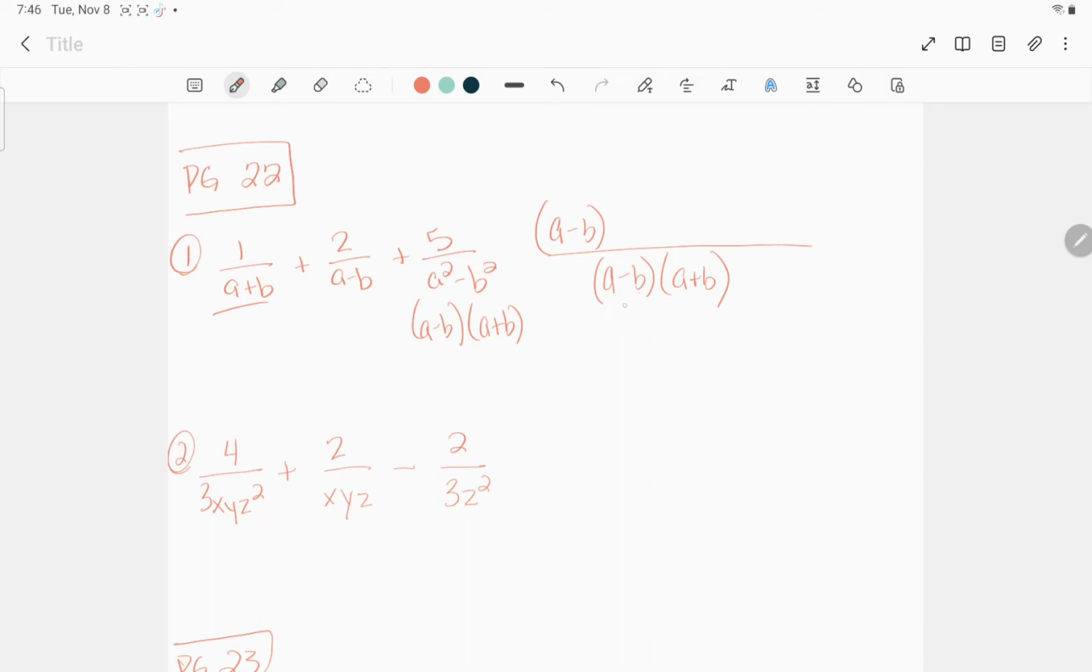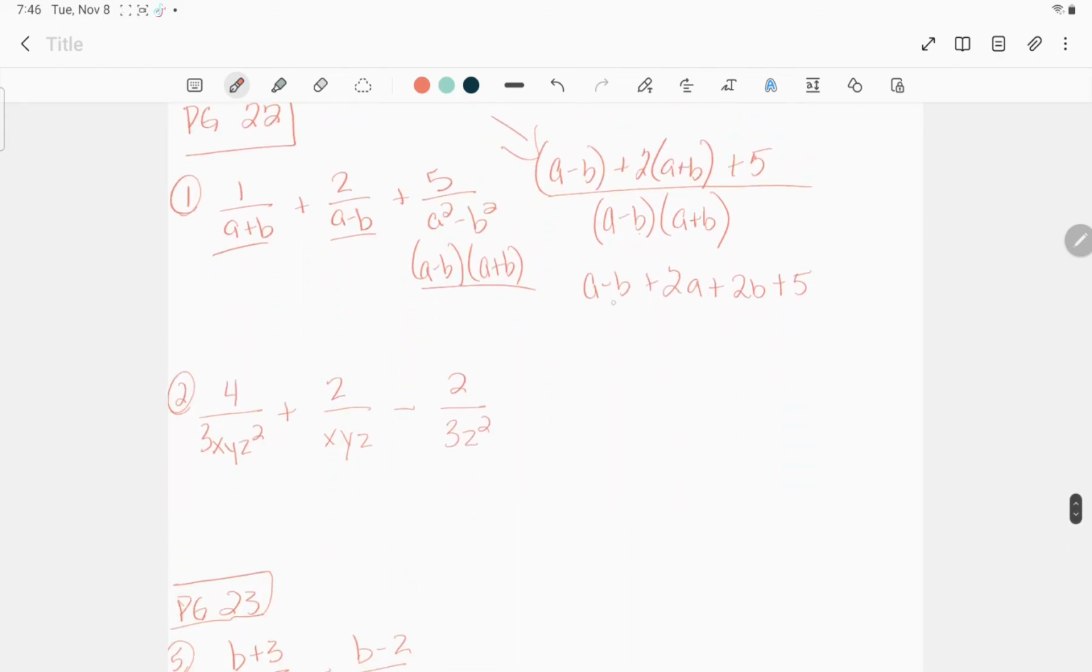All right, now a minus b times a plus b divided by a minus b leaves me with a plus b. Okay, and then a minus b times a plus b divided by a minus b, a plus b leaves me with 5. Okay, so I'm going to get rid of my parentheses up here in this numerator. So I have a minus b plus 2a plus 2b plus 5 all over a minus b, a plus b.